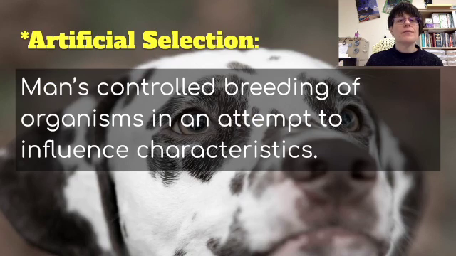He based this off the idea of artificial selection, which is man's controlled breeding of organisms in an attempt to influence characteristics. So Darwin observed that when we have artificial selection where man chooses the characteristics that are passed down, the dog breeds change. We've done this with dogs, and we have many breeds that look very different based on what we have selected. And so he thought that nature could do the same thing, except instead of man choosing the characteristics that are passed down, nature would do that.